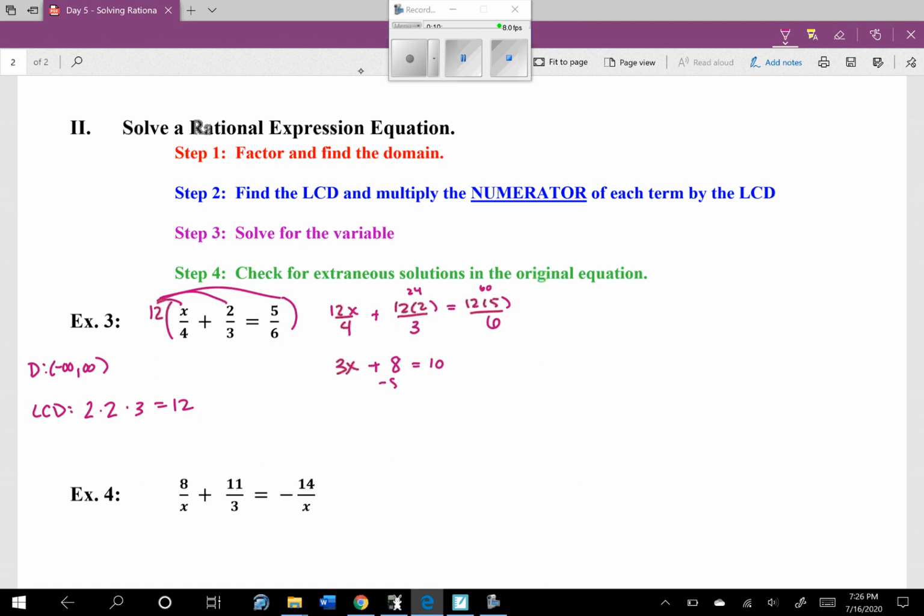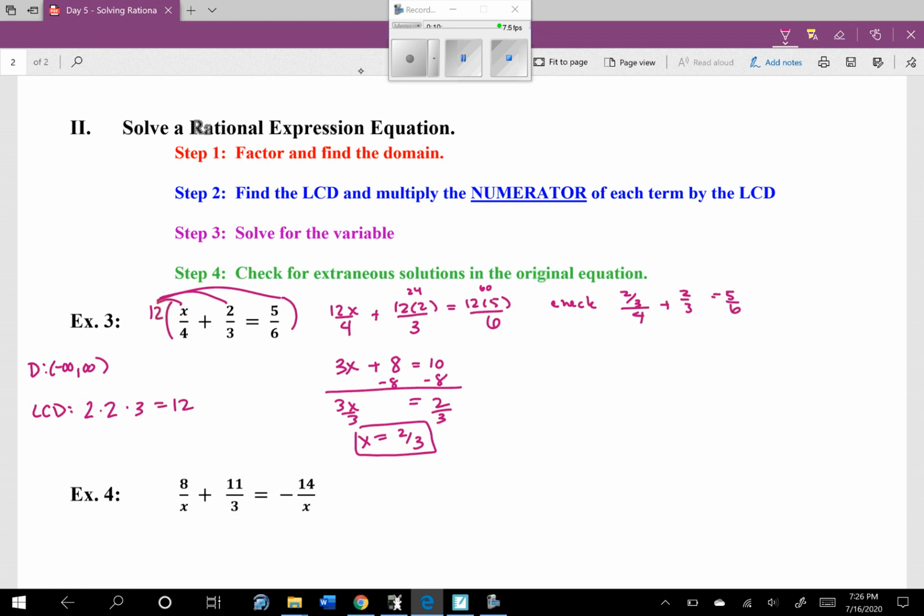So here, subtract the 8. So we get 3x is equal to 2, divided by 3, and x is equal to 2/3. And then, of course, you want to check your solution by plugging in for x. So if we check, we get (2/3)/4 plus 2/3 is equal to 5/6.